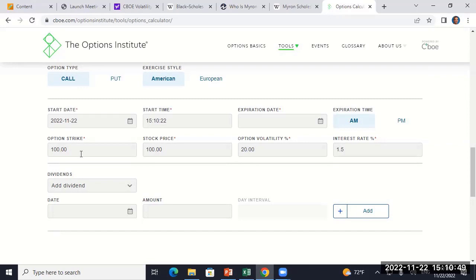So you could actually set up an option on cboe.com and then set up the formula in Excel and see if you can match their numbers. You can't do the dividends, so you have to keep dividends at 0. I don't think Zoom's paying dividends, so you could probably come back to their numbers.